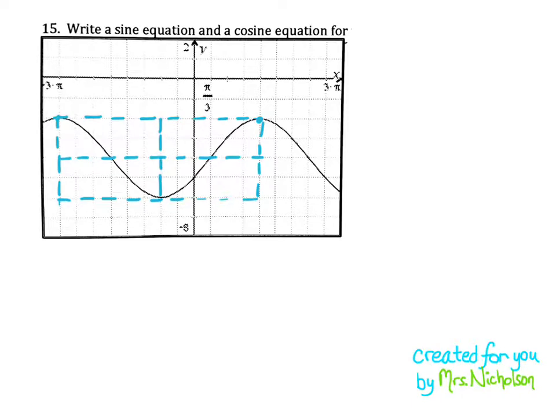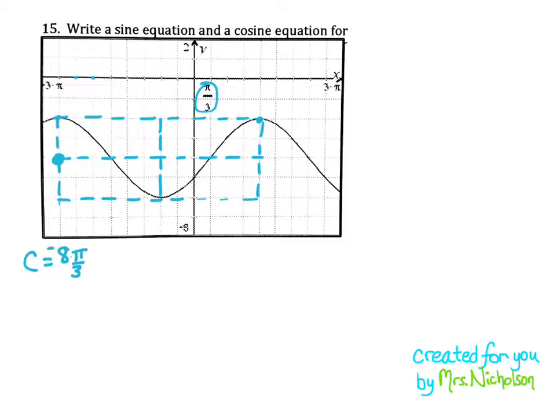All right, so I need to find the coordinates of this point, and so I'm going to count the squares. 1, 2, 3, 4, 5, 6, 7, 8. So it takes me 8 squares to get over there. And then I notice that each square, my units here, are pi over 3. So 8 pi over 3. That's going to be my c value.